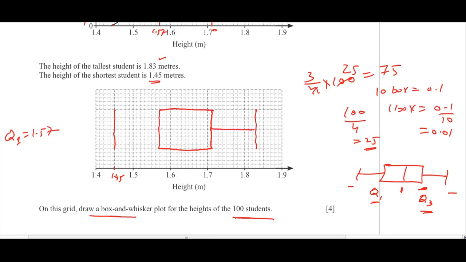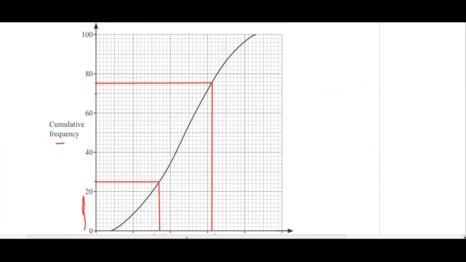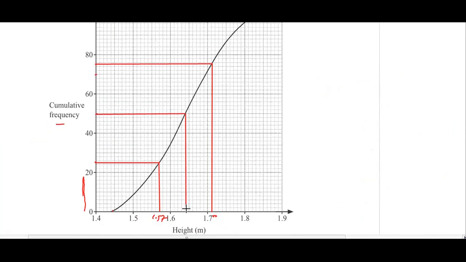The detailed video about the box and whisker plot is there, you can watch. Go to the median now. Median is the 50%, meaning 100 divided by 2, 50. From the 50, draw the line. Where is the 50? Here is the 50. Draw the line from 50. And whatever value of height you get, that will be the median. Now from here, go down from here.